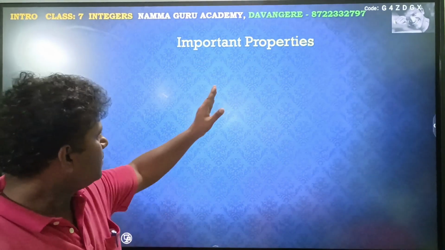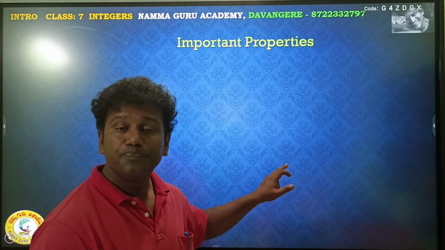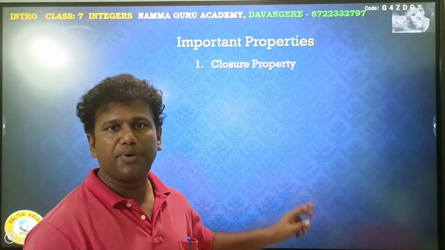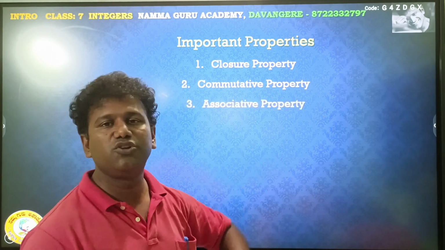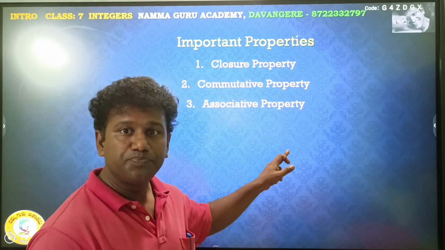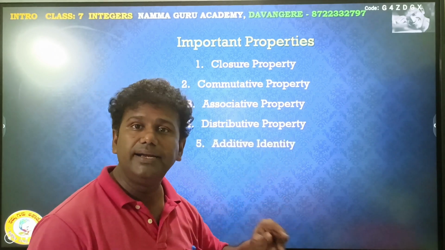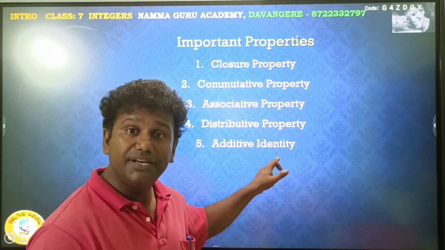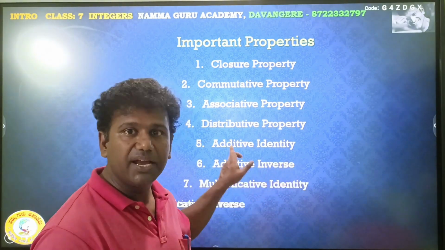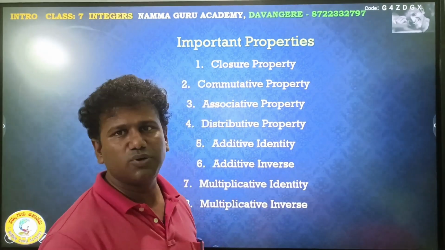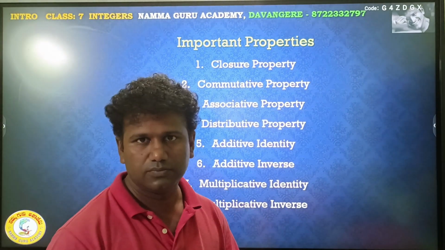Okay, now what are the important properties which we are going to learn in this lesson? The first property is closure property. The second property is commutative property. Third property is associative property. Fourth property is distributive property. Fifth property is additive identity. Next, additive inverse. Next, multiplicative identity. Next, multiplicative inverse. In this episode itself, everything regarding all these properties will be understood.